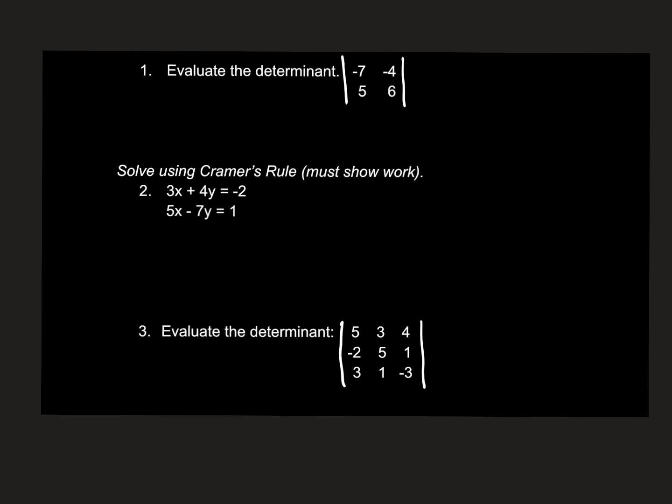Here we go. So, determinant. Remember, we multiply diagonally, going this way first, which is negative 42. Going this way next, which is negative 20. You always subtract. If you do negative 42 minus 20, you get negative 22. It's always a one number value.